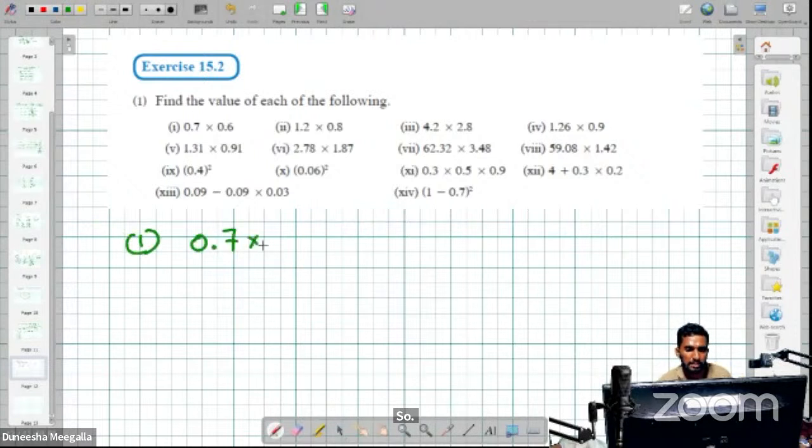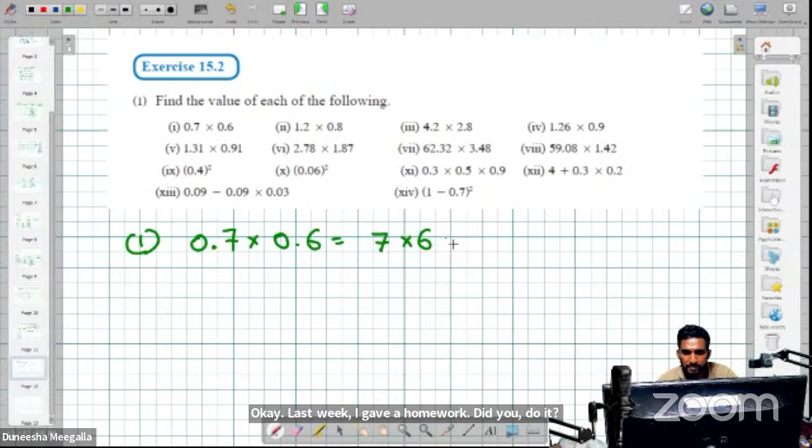0.7 multiplied by 0.6. We get 7 multiplied by 6. What is the answer? 7 multiplied by 6 is 40.